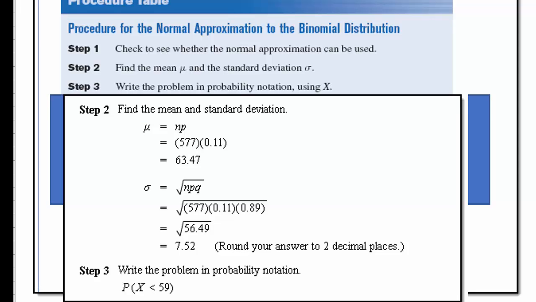Next, we proceed to step 3, where we write the problem in probability notation using X. At the bottom of the screen, you see the probability is that X is less than 59.